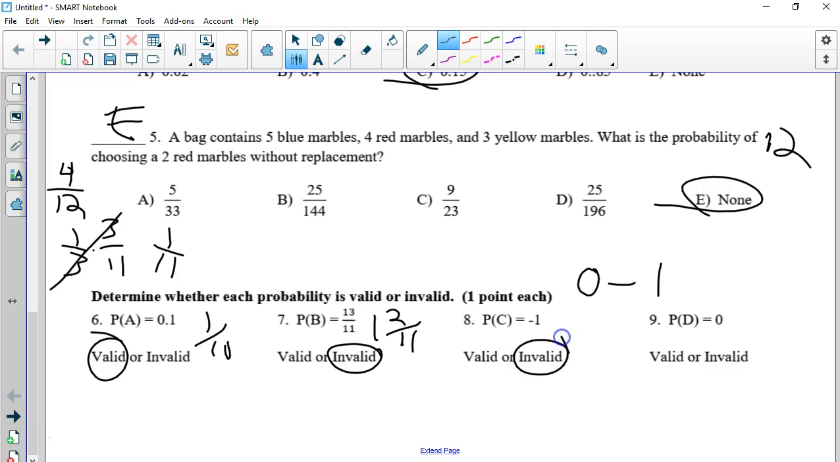-1, don't want any negatives, so that's not possible. So that's invalid. And 0, even though we think about it not being a number, it is a number, and that's a valid chance. Again, we win an Oscar.